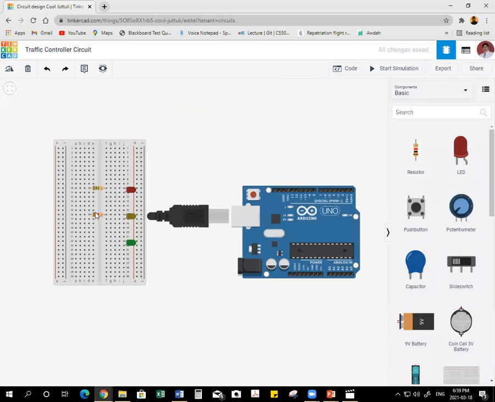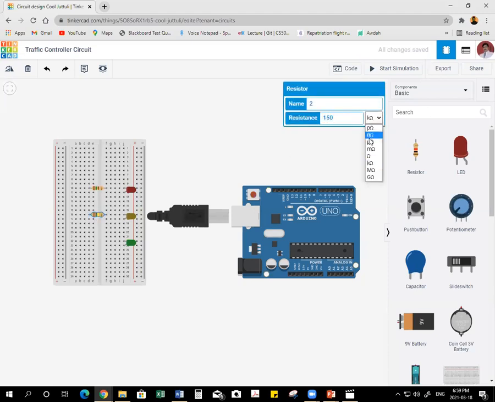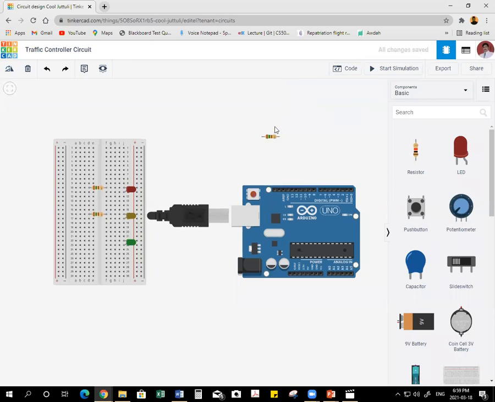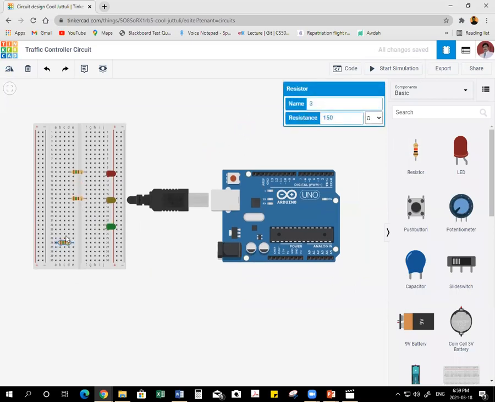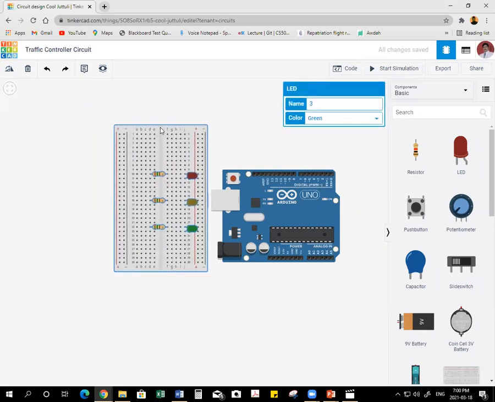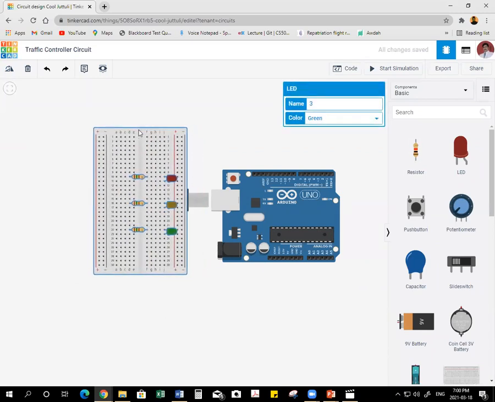Sorry, I missed changing the resistance. Now rotate this to 150 ohms. Later we can change it also, don't worry. Oops, sorry. Now keep it on the cathode. Okay, I will keep it here for your easy understanding.